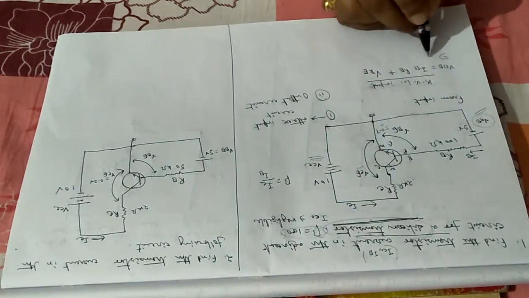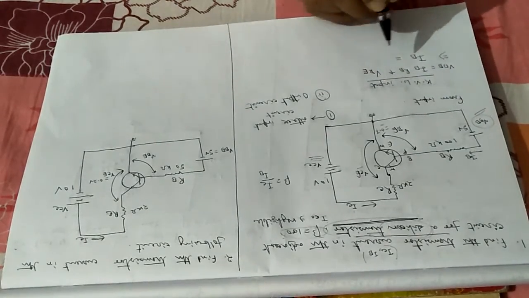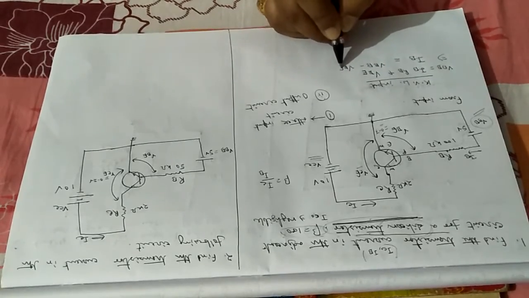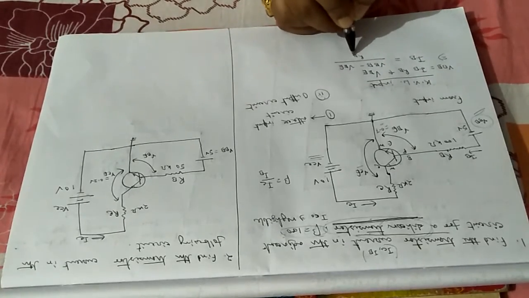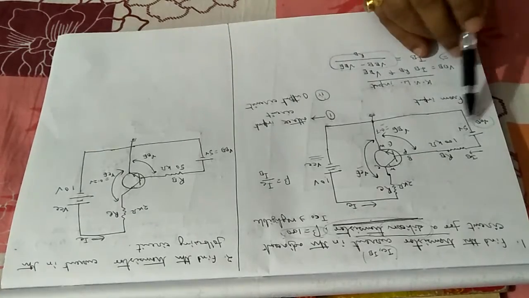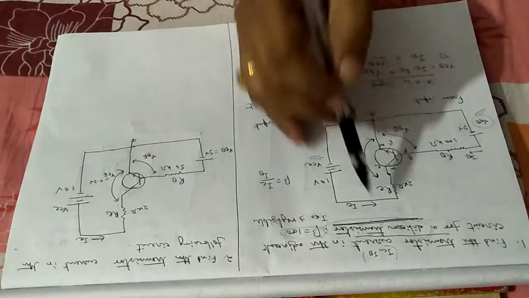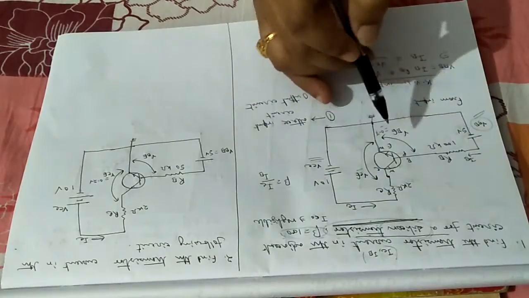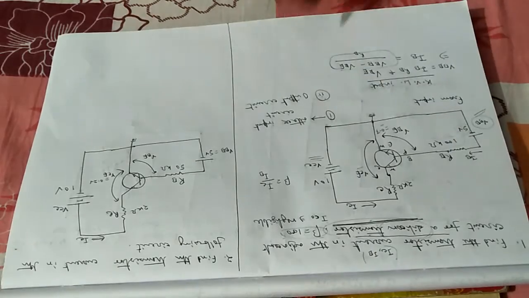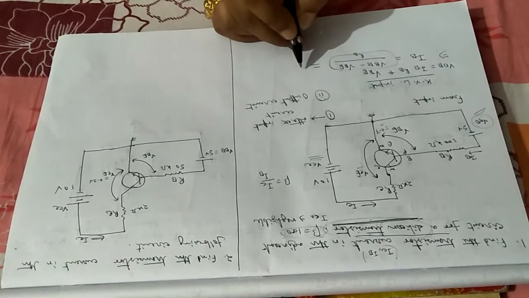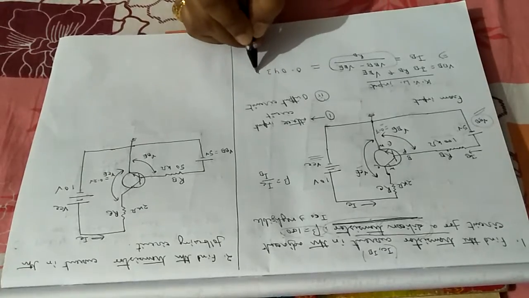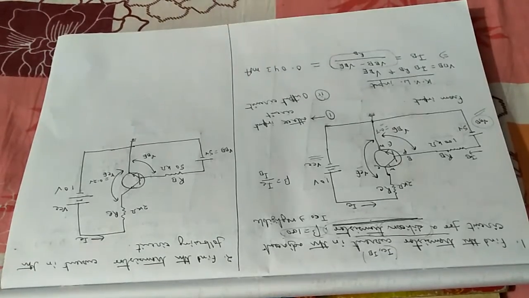From that I can easily calculate the value of IB. IB will be equal to VBB minus VBE divided by RB. Now look, all the values are given. VBB 5 volt is given. VBE, it is told it is silicon, so it will be 0.7. Then RB is given as 100 kilo ohm. You put the values, you will get a result that is 0.043 milliampere.